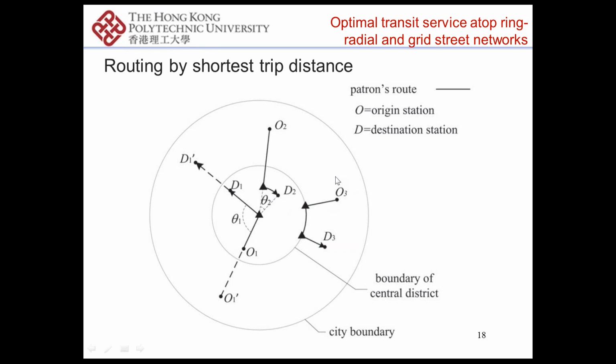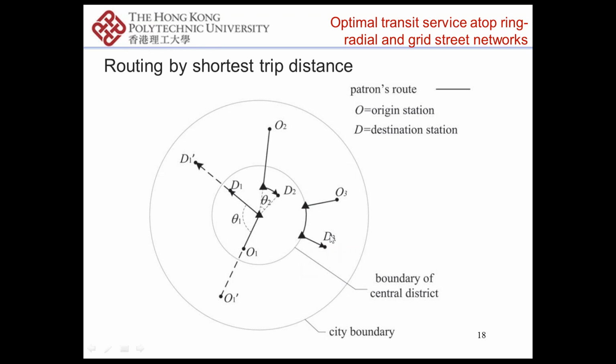And if both origin and destination are in the periphery, still with a small angle, then because there's no ring line passing through D and O, the only option is to travel through the radial line to the outermost ring, transfer to this outermost ring, travel to another radial line, and transfer to that radial line into the destination. So this is going to be the routing rule for the ring-radial network.